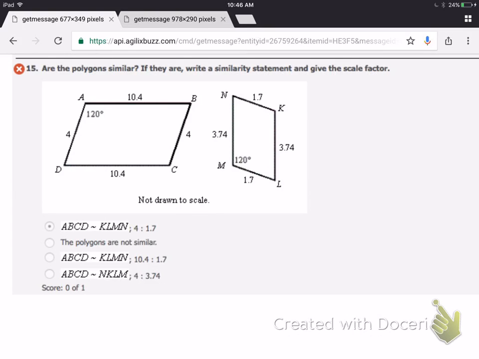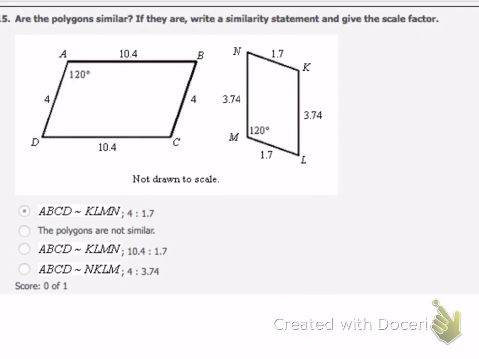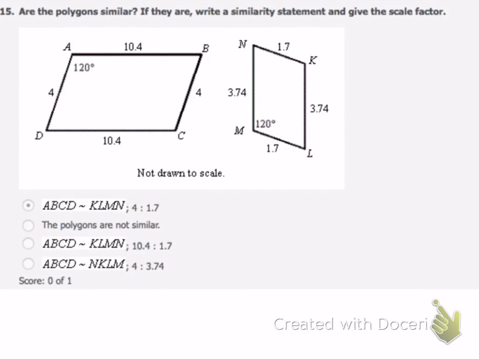In order for the similarity to be complete, what we're going to need is for our sides to be proportional. And here's what that means. We need the corresponding sides to form ratios that are equal. So we would need 4 over 1.7 to be equal to 10.4 over 3.74. And you can test that ratio pretty easily.